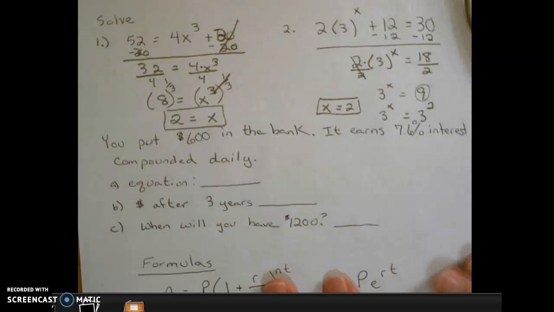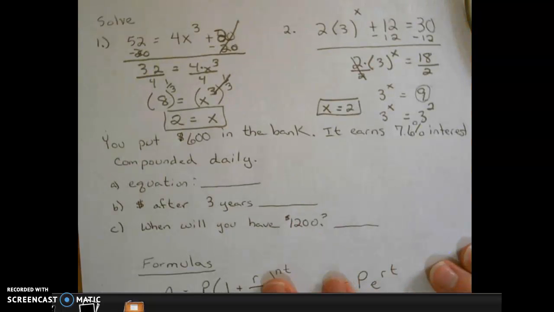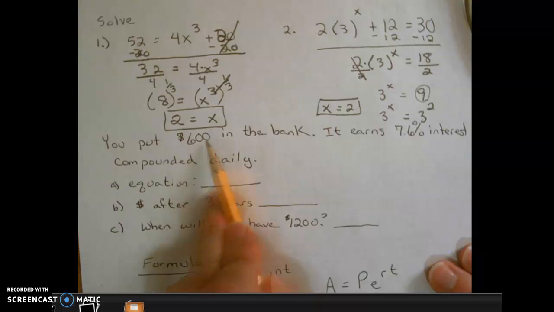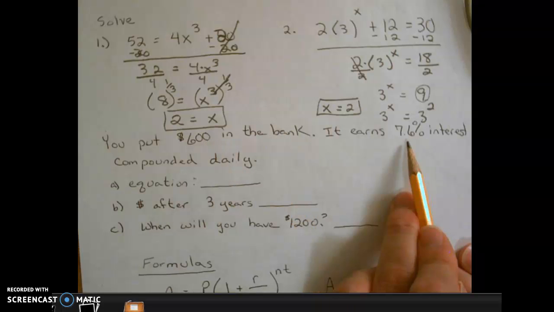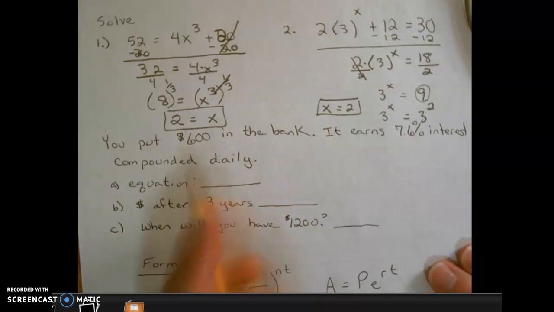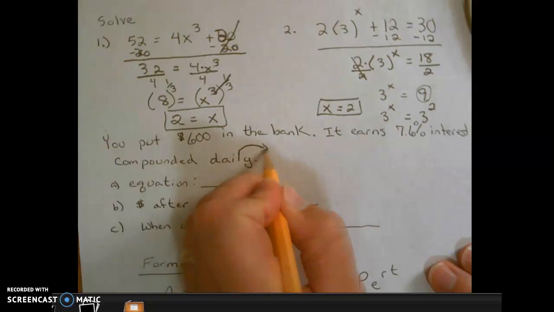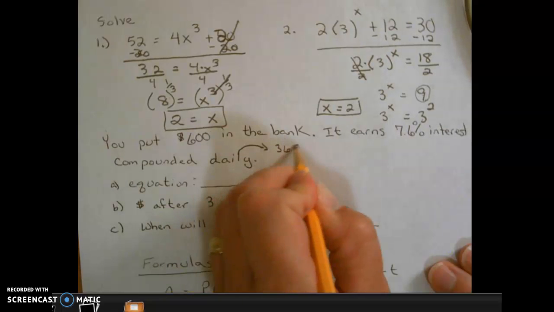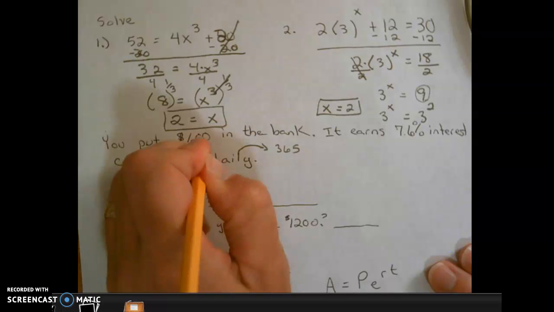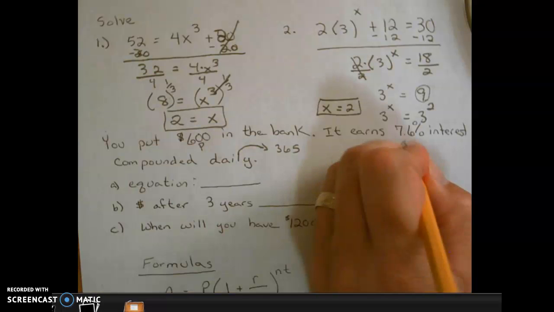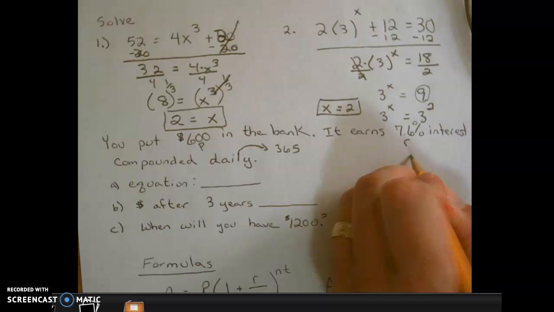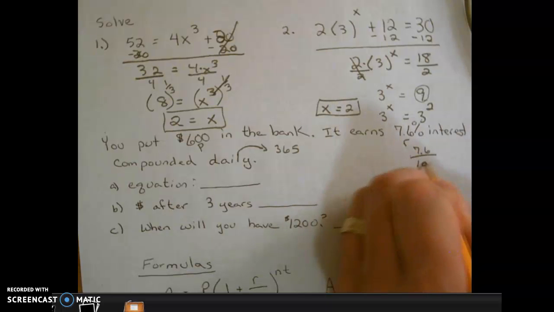All right, let's move on to some interest problems here. Here we have putting $600 in the bank. It earns this much interest, and it's compounded daily. So right off the bat, daily is going to mean 365. This is going to be our principal. This is going to be our rate. Remember to change this to a decimal by dividing by 100.